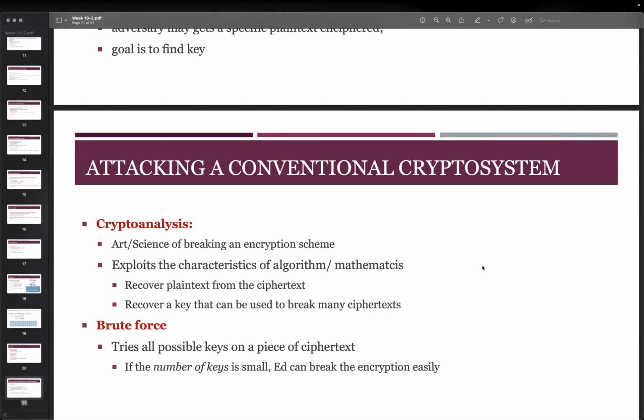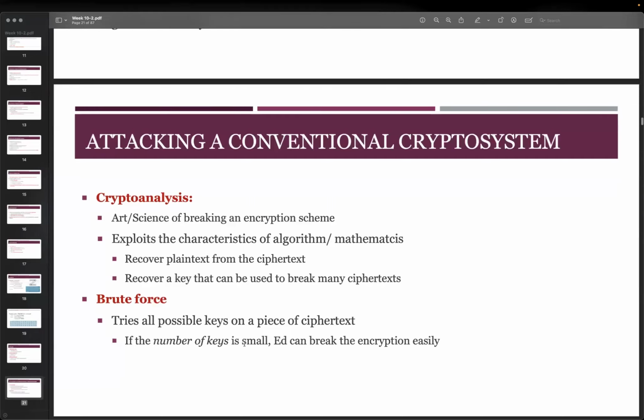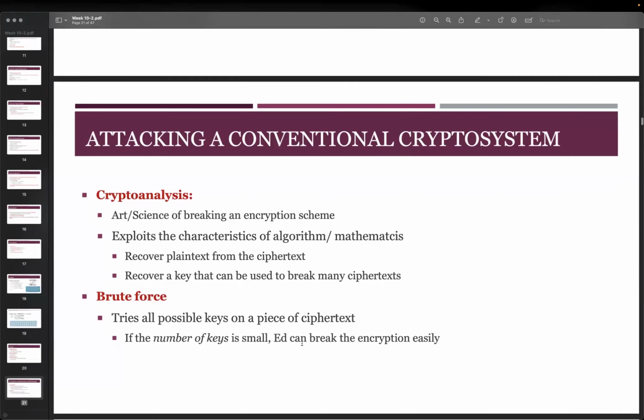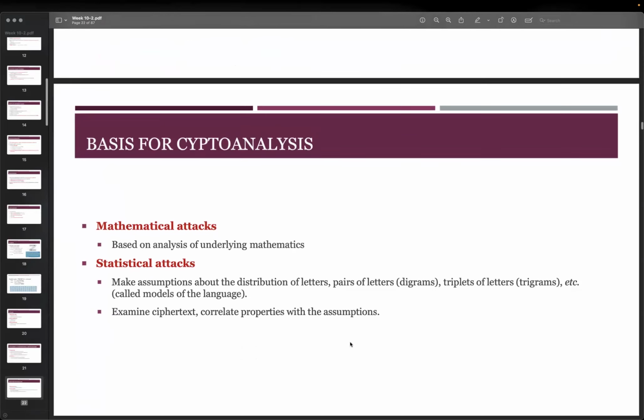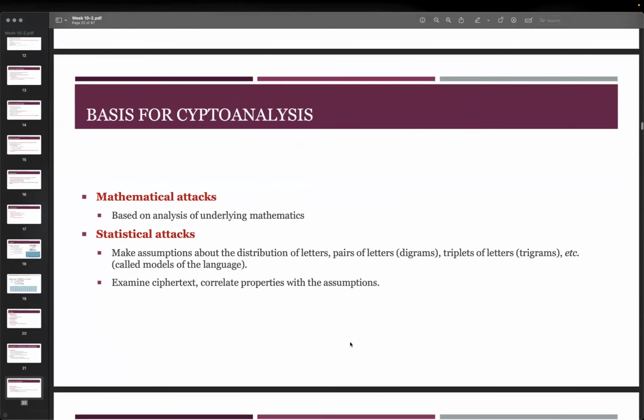And for brute force, we will try all the possible keys on a piece of the cipher text. If the keys are small, we are able to break it easily, but if it's long, it takes some time. And if you remember, we talked about passwords. Nowadays, a password requires you to have uppercase, lowercase, and special characters.